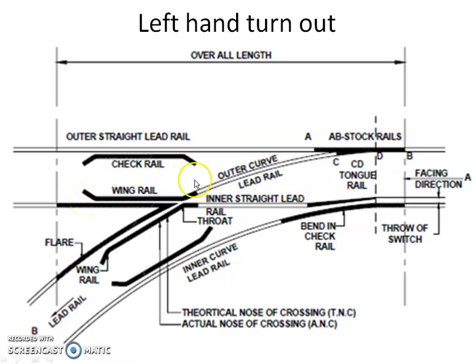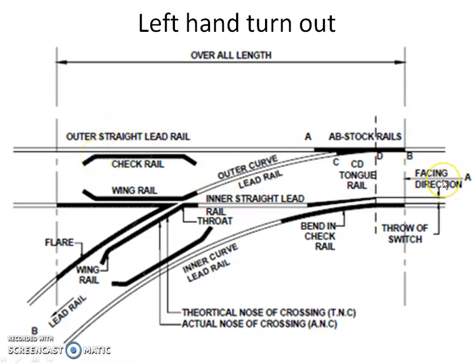To connect this stock rail, you need a tongue rail. This stock rail and tongue rail are connected by means of the check rail and wing rail. This darker portion is the check rail, and here also you will have a check rail. On both the inner sides you can see the wing rail. This is the outer curved lead rail and this is the inner curved lead rail. Both these are curved. This is the inner straight lead rail and this is the outer straight lead rail.